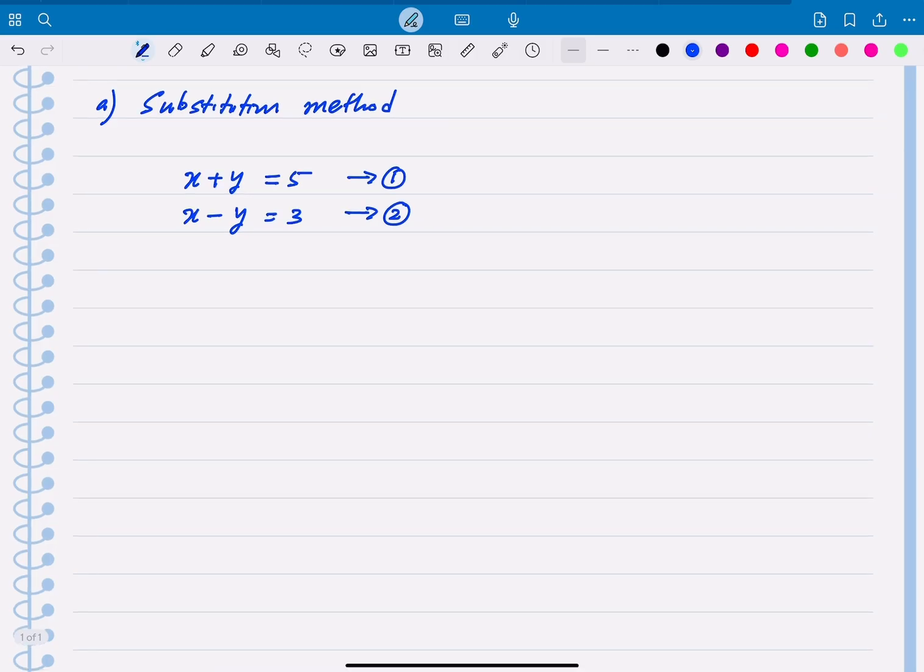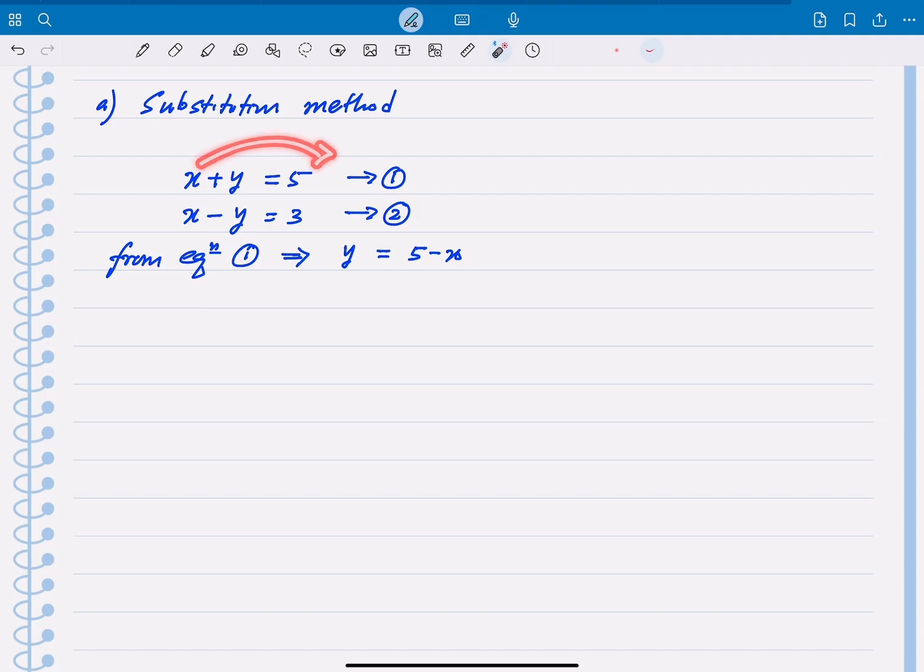So the word substitution will tell you the whole story about this methodology. What I'm going to do is select one of the equations here and substitute one of the variables. It can be either x or y. So I'm going to select equation 1, and from equation 1 I'm going to substitute y. So y is equal to 5 minus x. What we did, we put this x into the other side. And that is my third equation.